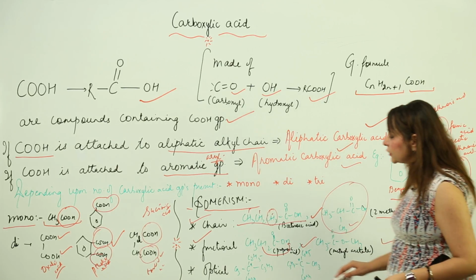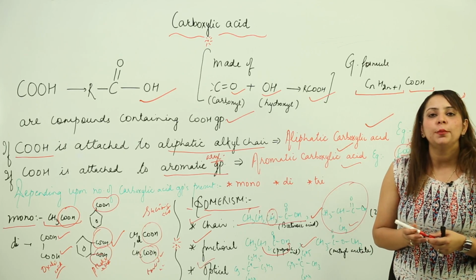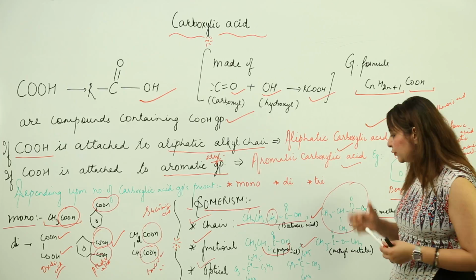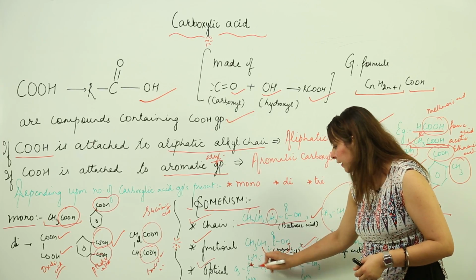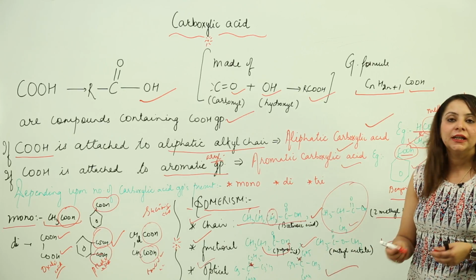Likewise, it can show optical isomerism also, but the condition required to show optical isomerism is an asymmetrical carbon. So here we have an asymmetrical carbon. As you will see, this will be a mirror image of this, and this is particularly optical isomerism.